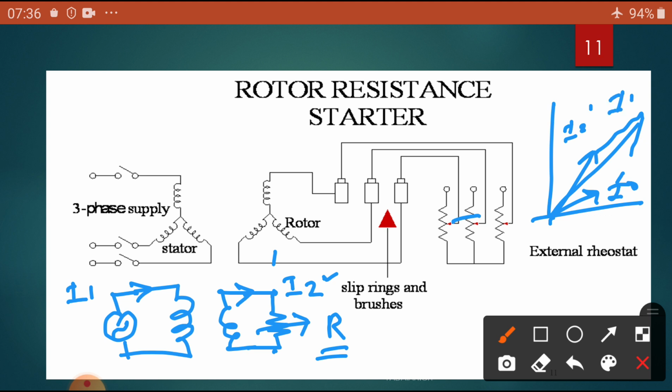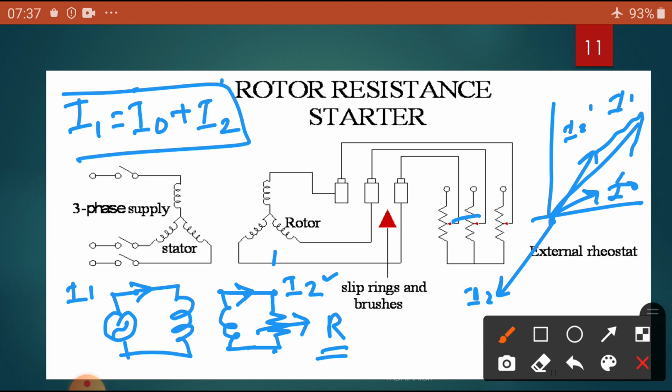That is the vector diagram. Already we know this thing. Based on this, the vector sum I1 is equal to I0 plus I2 dash. This is the I2 current, and referred to the primary side it is I2 dash. Then we get the I1 current. Now the I2 is limited with the help of my external resistance here.